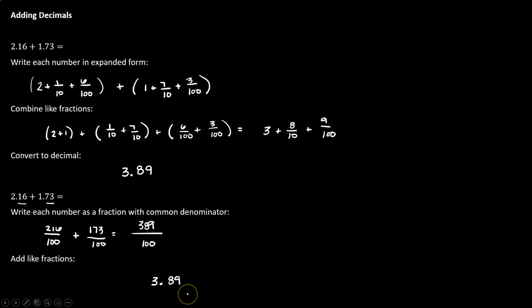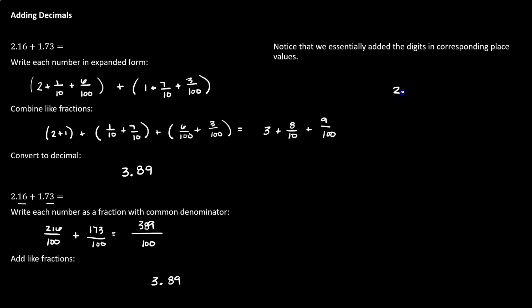But the connection that I want to show you is that essentially we are adding the digits that are in the same place value. So when we're adding 2 16/100ths to 1 73/100ths, another way to do this, which is probably the way you're most familiar with, is to line up the corresponding place values. We're going to add the digits 6 and 3 because they're both in the hundredths place value. We get a 9. We're going to add together the digits 1 and 7 because they're in the tenths place value, so we get an 8 here.